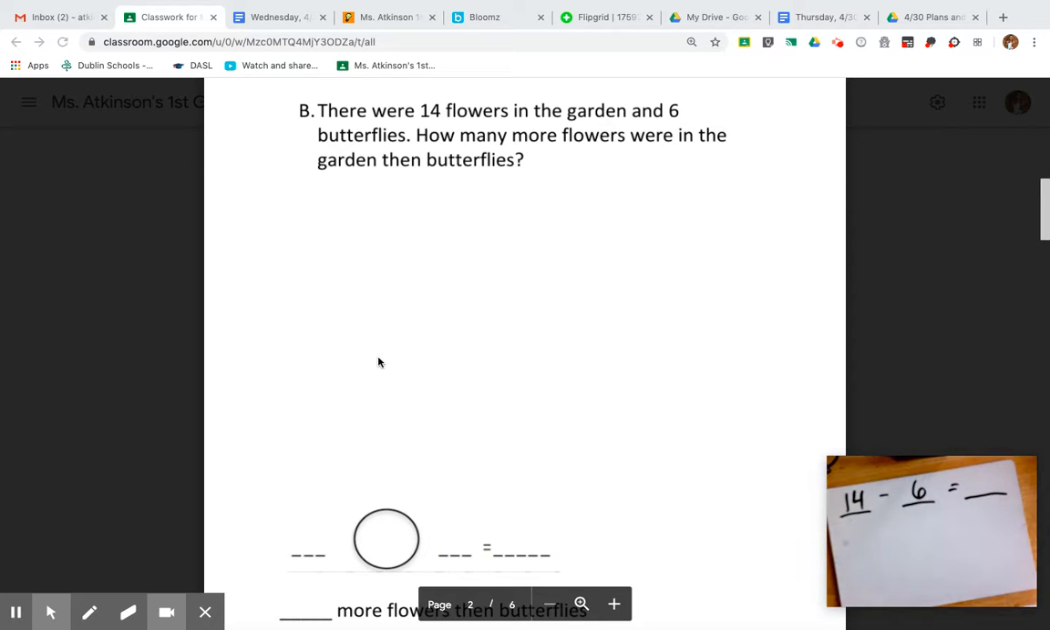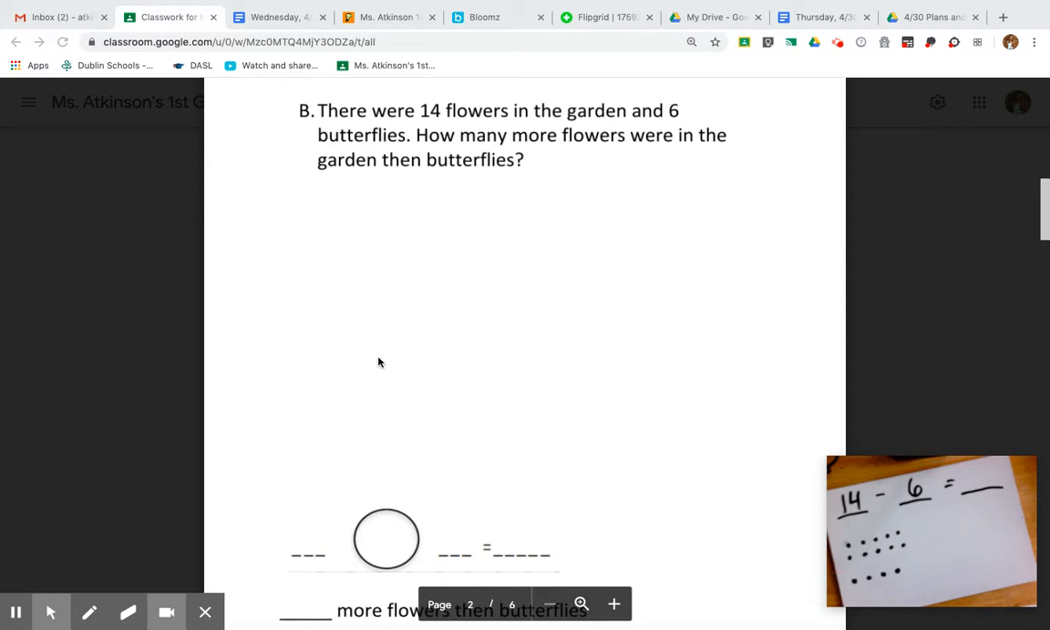Now, if Miss Atkinson needs help solving this problem, she is going to make some 10 frames, or maybe you are using a number line or any other way that would help you solve this math problem and what is best for you. Please do that. So I'm going to do 1, 2, 3, 4, 5, 6, 7, 8, 9, 10, 11, 12, 13, 14. So I have my 14 flowers. And then we need to know how many more flowers were there in the garden than butterflies.